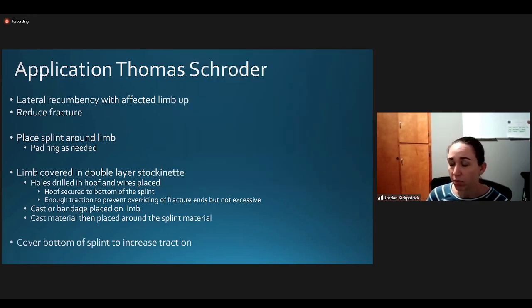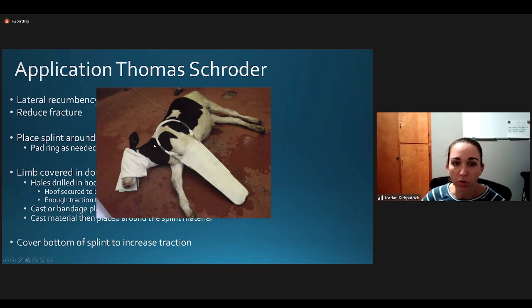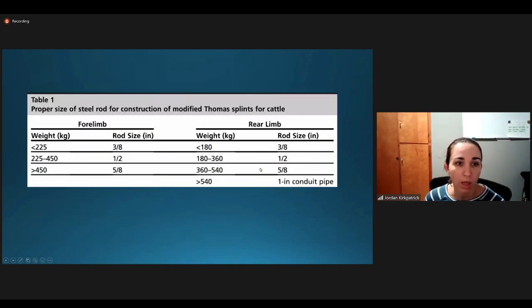And then since the bottom of the splint is metal, you've got to cover it with something so they have traction and don't slip. So this is the full Thomas Schroeder cast splint combination. And then they still need to pad this metal rod. You don't want to leave just the metal there because it can cause sores on the limb.